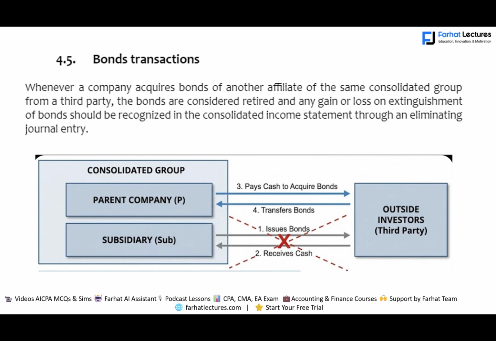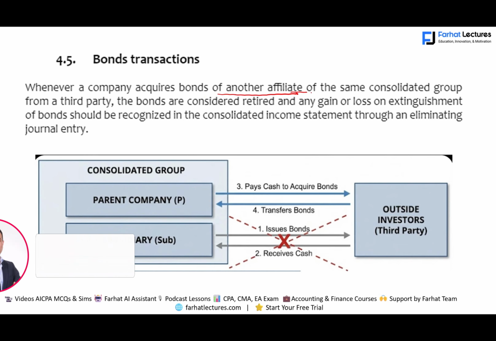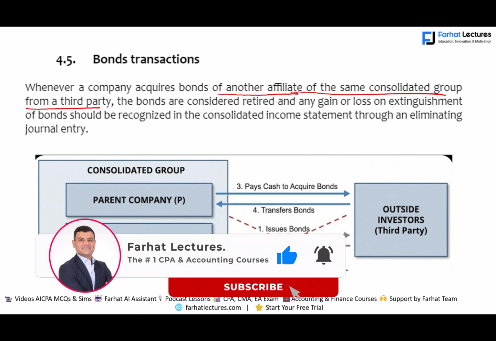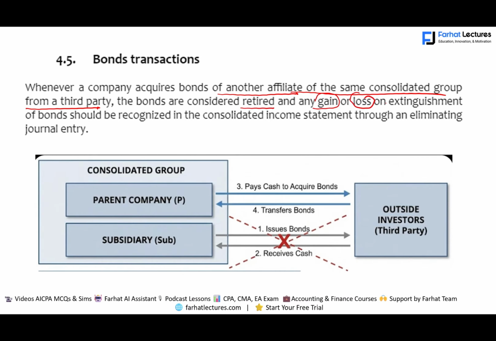So what's the idea? The idea is this. Whenever a company acquires a bond of another affiliate of the same consolidated group from a third party, the bonds are considered retired, and any gain or loss on that purchase of the bond should be recognized in the consolidated income statement through an eliminating journal entry.